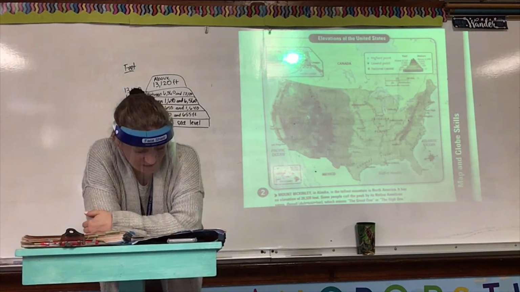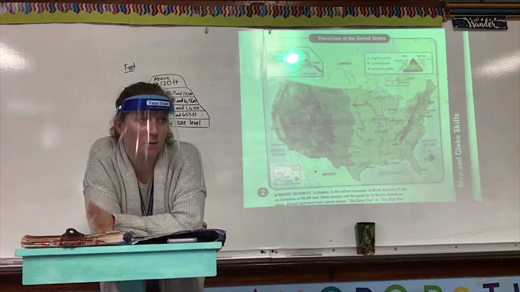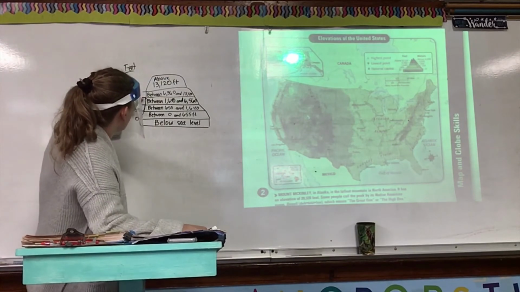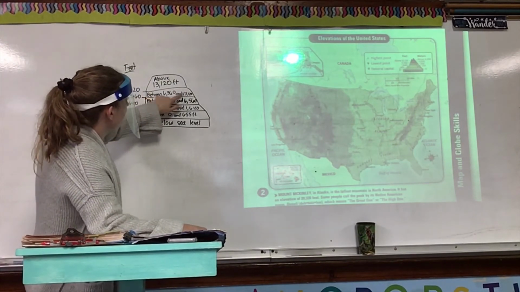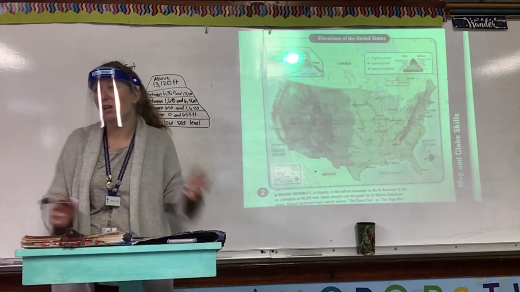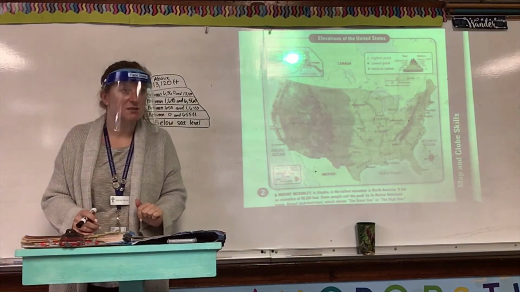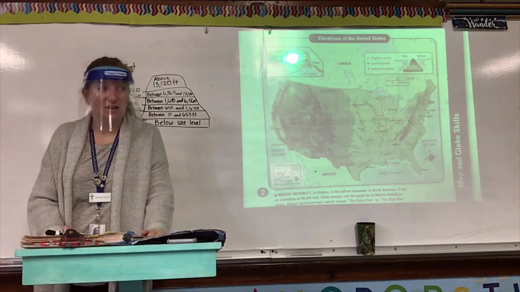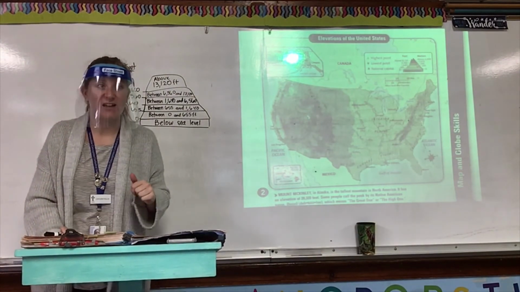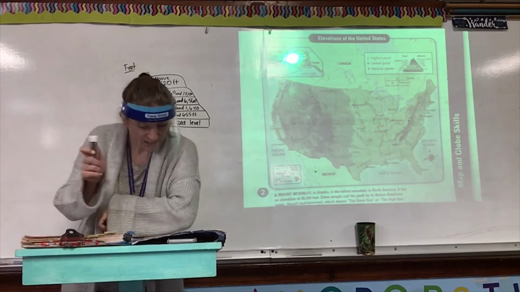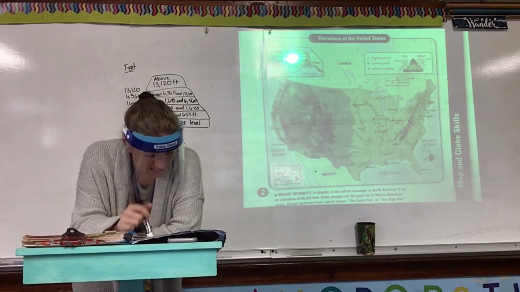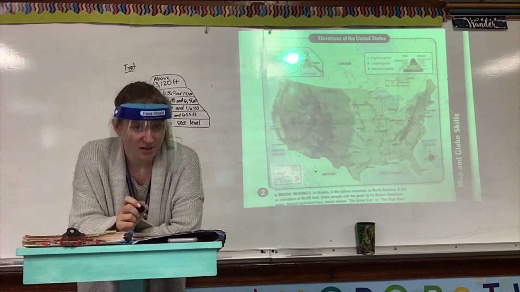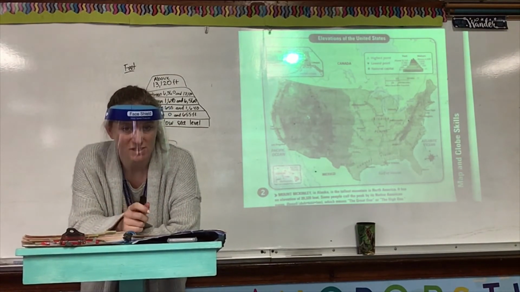So, Santa Fe, New Mexico is red, so that means it's somewhere between 6,560 feet and 13,120 feet. We don't know exactly because the map doesn't tell us. But we know it has to be between those two elevations. Does everybody understand how Smith found that? Good.